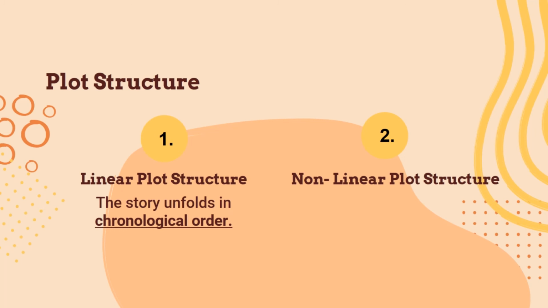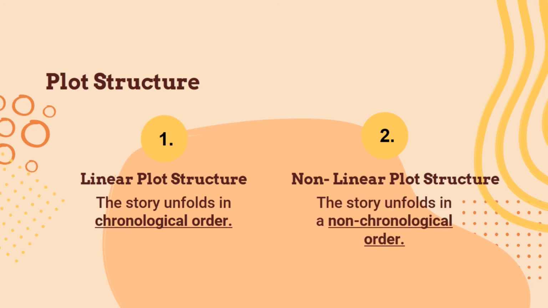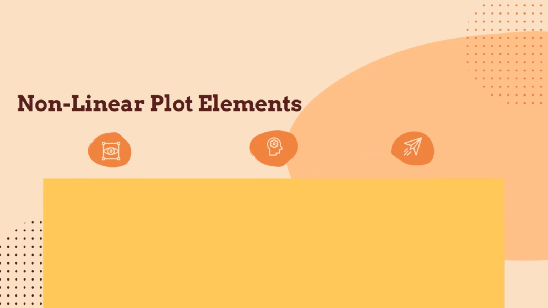If it is a non-linear plot structure, the story unfolds in a non-chronological order. Events may be interrupted to describe past situations, or a story may start at the middle or end instead of the beginning. Non-linear plots will use different techniques to jump around with characters, events, and timelines. Non-linear plot elements or techniques.